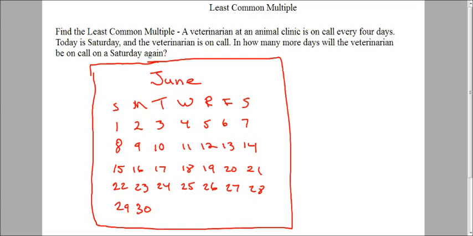Well, let's look at this, and we just want to pretend as if we don't know anything about math at all, and we want to look at a calendar. So on this one, I have a calendar drawn for you. I'm using June, not a specific June for this year or whatever. We're just using June, and we want to start with Saturday and circle every 4 days on the calendar. And then when you do that, you'll see when he will exactly be on call again. So we'll start with Saturday.